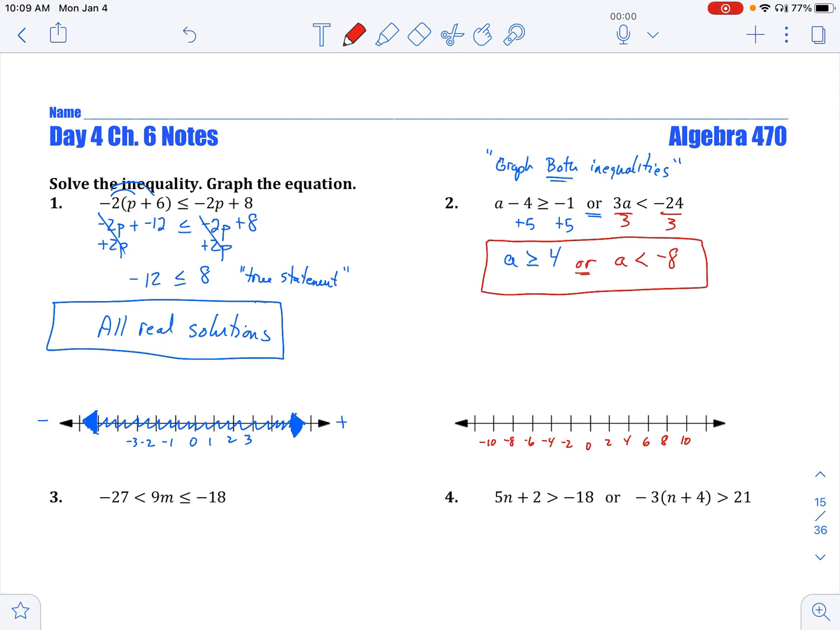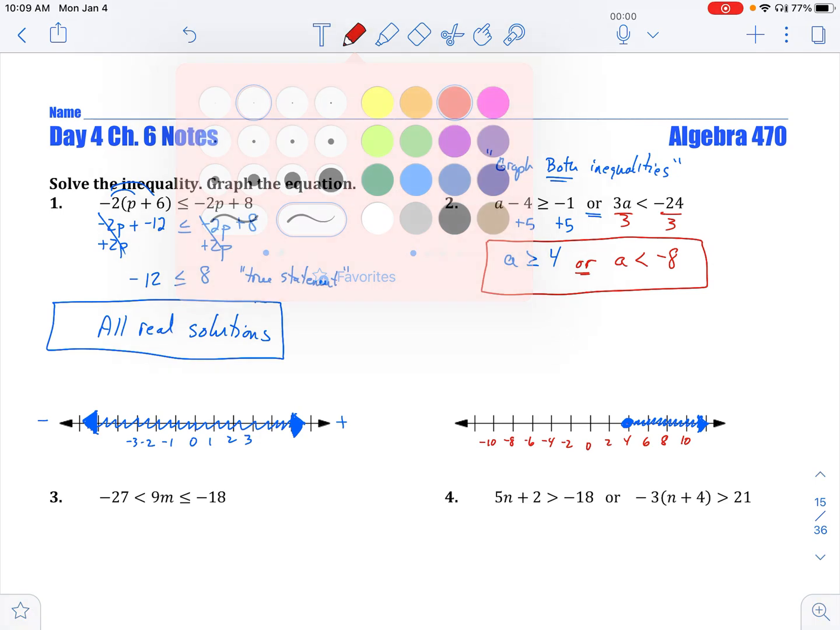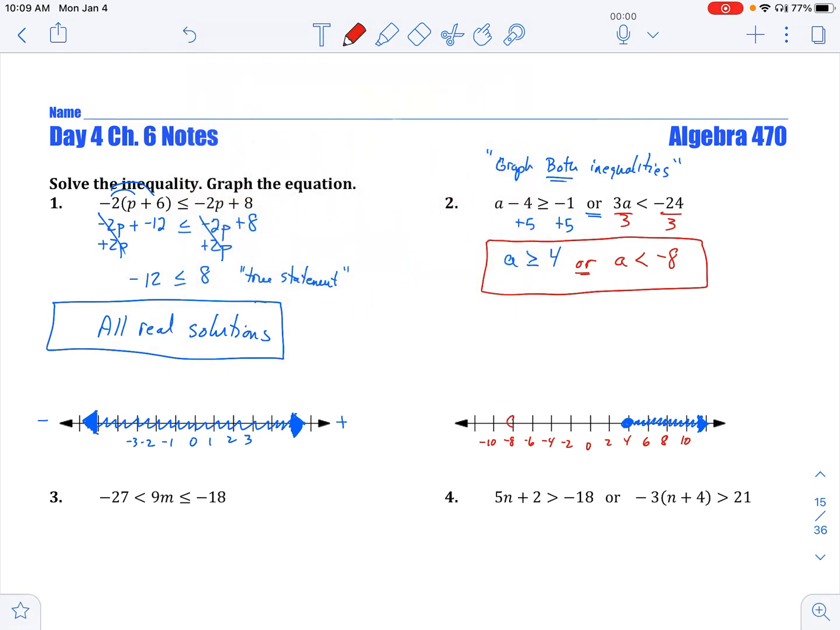And I'm going to graph the blue one in blue, and I'll graph the red inequality in red. So here we get a is greater than or equal to 4. We're going to be closed at 4 and shading to the right. We would like all those numbers that are larger than 4, or we would like the ones that are less than negative 8, open at negative 8 and shaded to the left. Again, that is what we talk about a compound inequality, which is an OR statement.